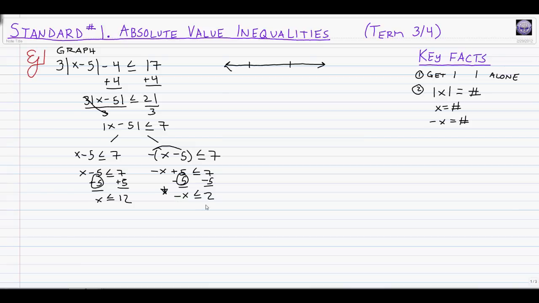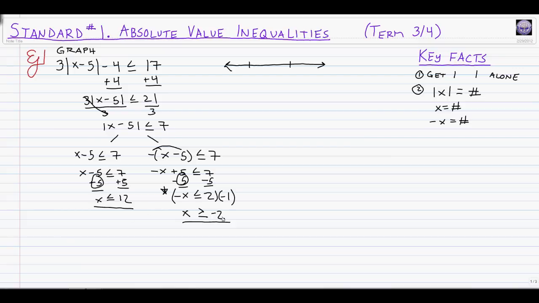And so if you just multiply both sides by -1, that's going to give me positive x, -2, and the sign switches because of that negative. We multiplied or divided by a negative, which means we have to switch it. And so here are our two pieces: x is less than or equal to 12, or x is greater than or equal to -2.